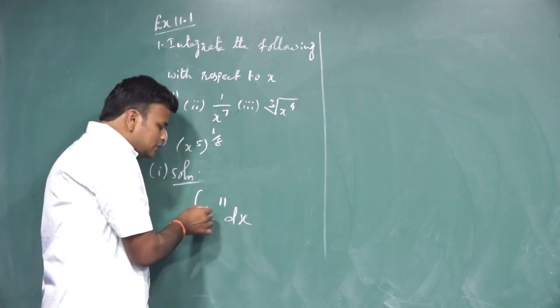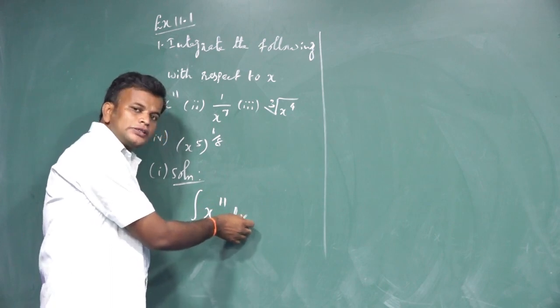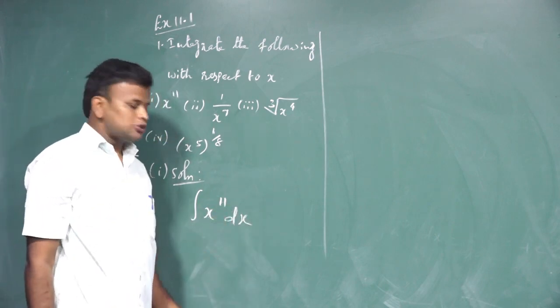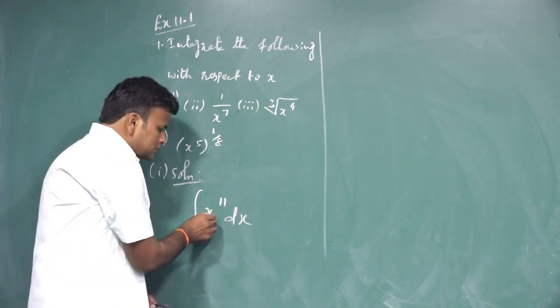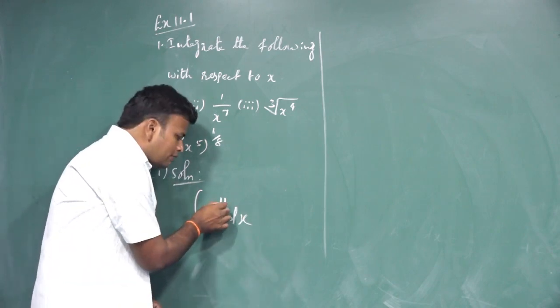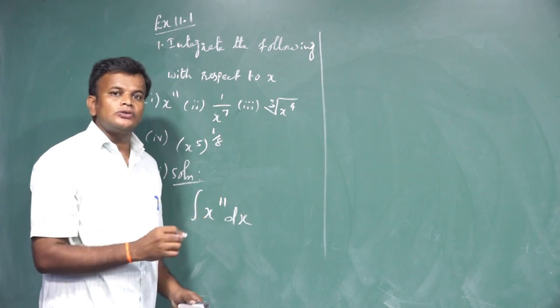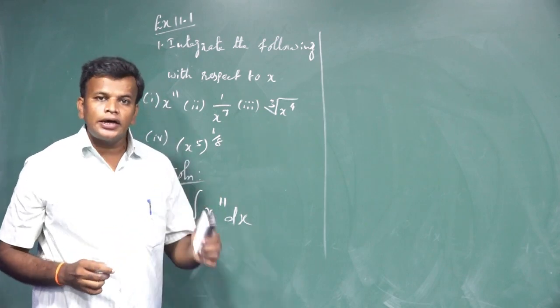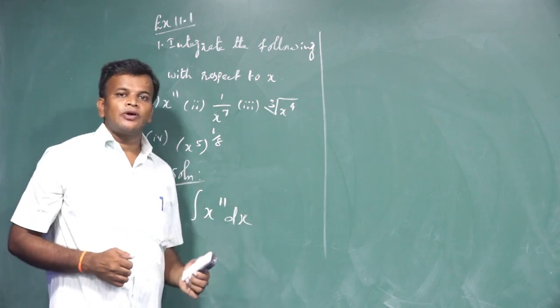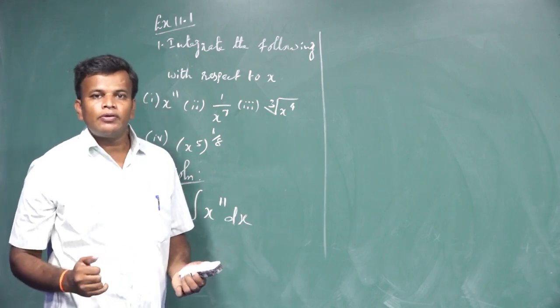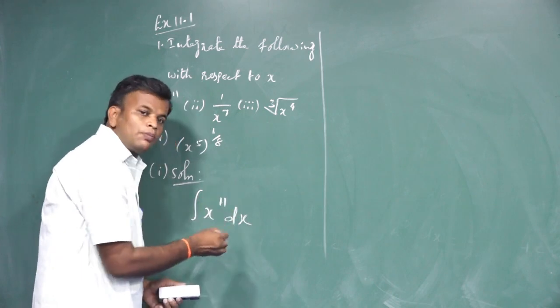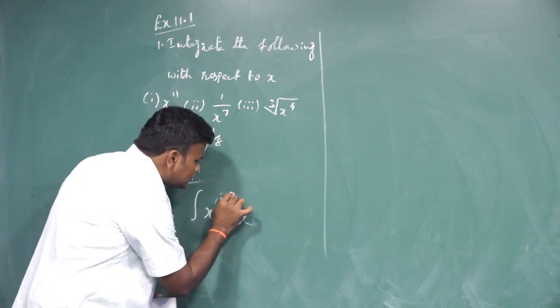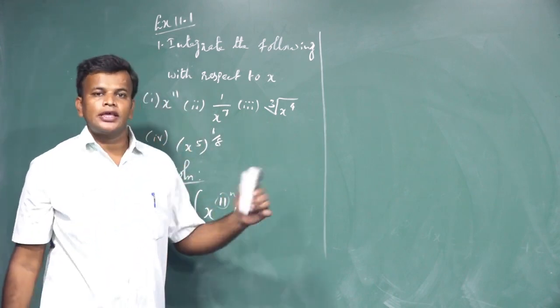So integrating of this x power 11 with respect to x, that means dx. What is the formula used? We already wrote the formula where x is a variable and power 11 is a constant. So using the formula of x power n. In integration, the x power n formula is x power n plus 1 divided by n plus 1. Here what is the value of n? The power 11 is the value of n. You consider 11 is nothing but n.